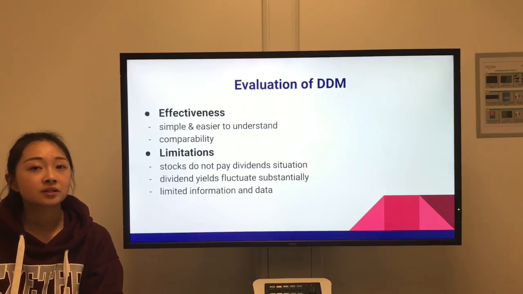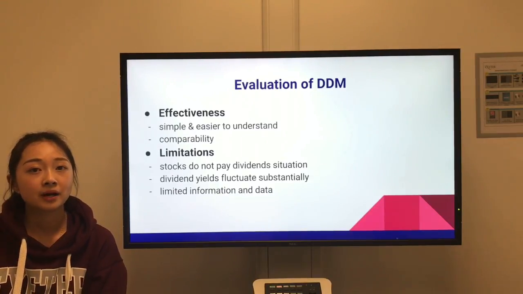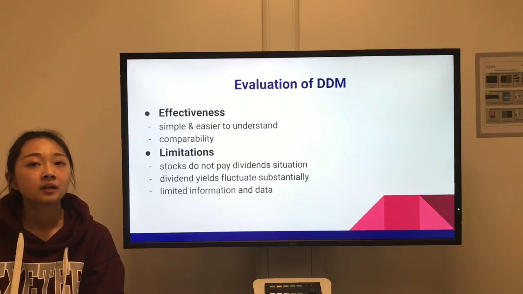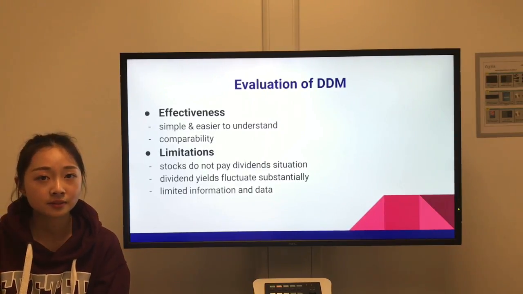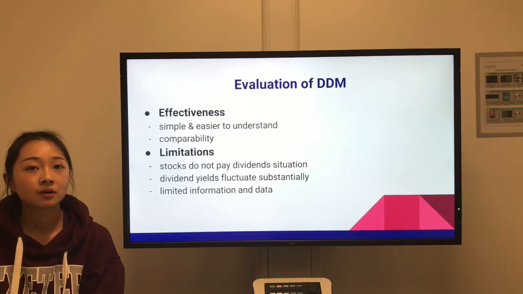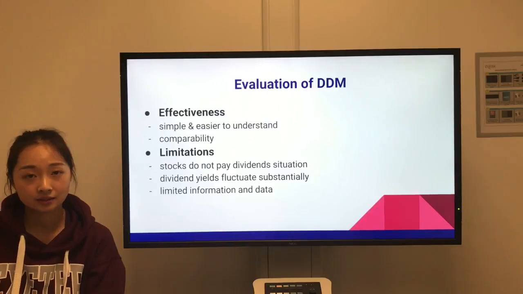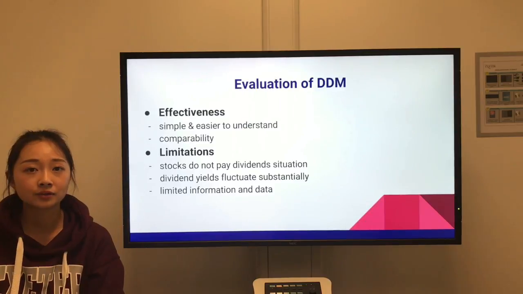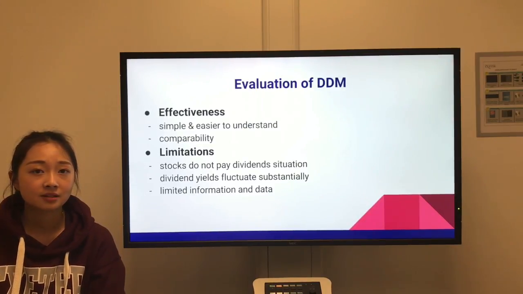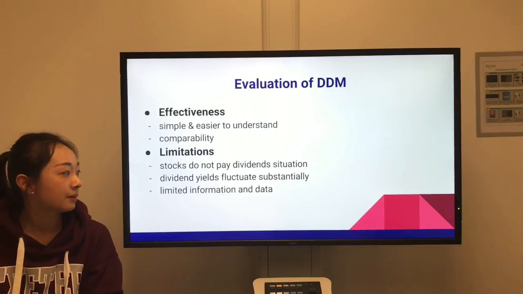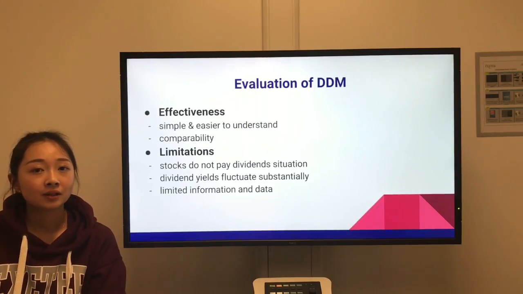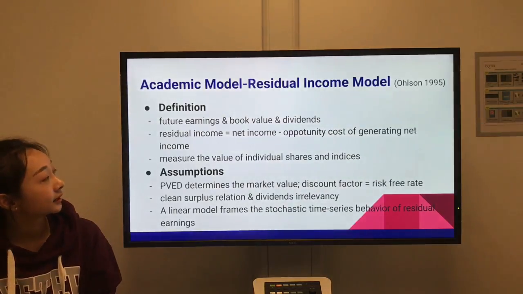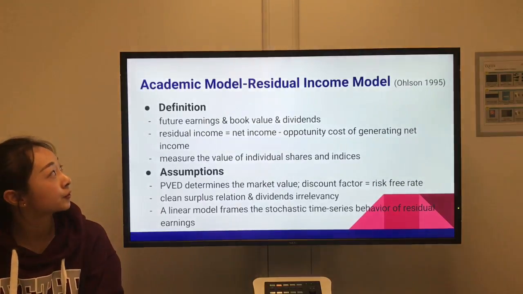Firstly, it cannot be used when the stock doesn't pay dividends, as the premise of the DDM is that dividends are the only way to reflect the value of a stock. Furthermore, dividend yields fluctuate substantially over time, so the value of stock worked out from the DDM would exceed the deviation. A slight error in calculation could determine whether it is undervalued or overvalued, and then influence investors' decisions. Thirdly, it focuses on limited information and data, so it might not capture the fundamental determinants of firm value.